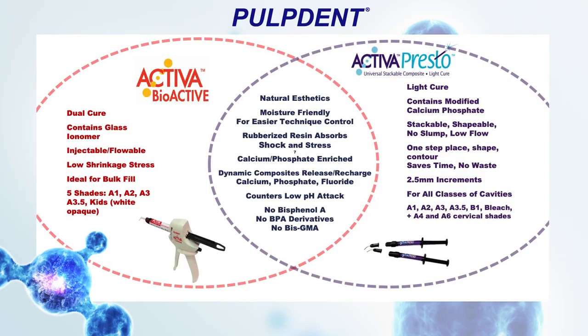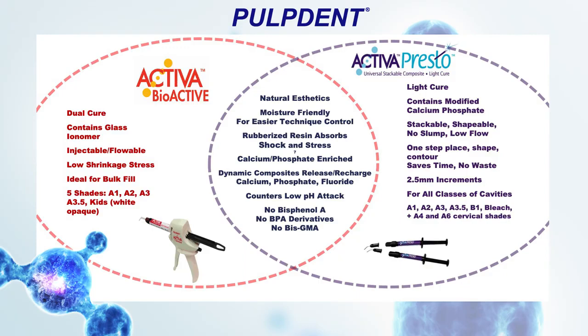So here, this slide shows some of the overlap and some of the unique characteristics of both of these materials. I think it's important to understand that both materials I feel are needed in the armamentarium. ACTIVA Bioactive Restorative is a dual cure, contains some glass ionomer material, is injectable, flowable. It can use a bulk fill because it's dual cure. And while it's aesthetic, you don't have as many shade options with ACTIVA Bioactive Restorative as you do a traditional composite. That's where ACTIVA Presto comes in.